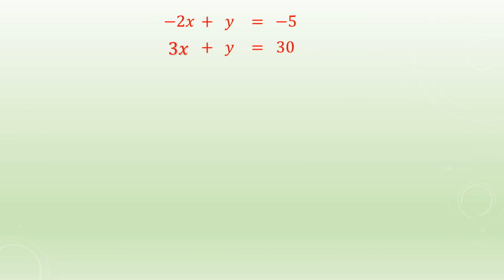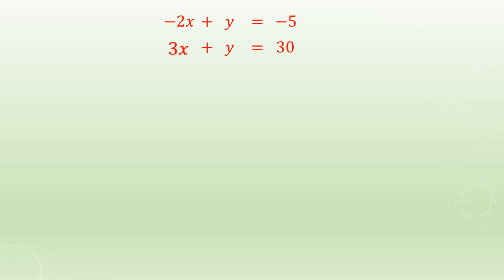The two equations: negative 2x plus y equals negative 5, and 3x plus y equals 30. I order the equations, putting x under x, y under y, equal under equal, and constant under constant. Yes. Now we find the solution in 5 steps.